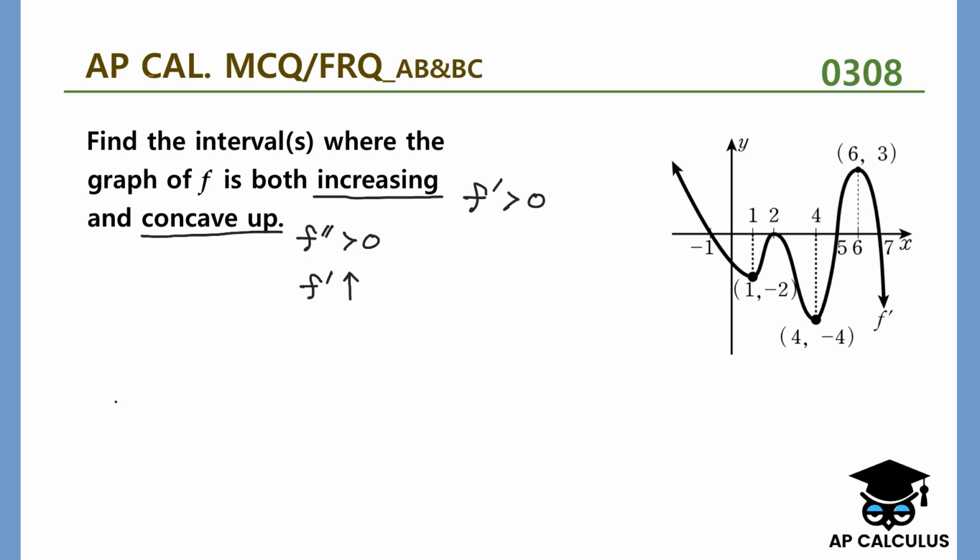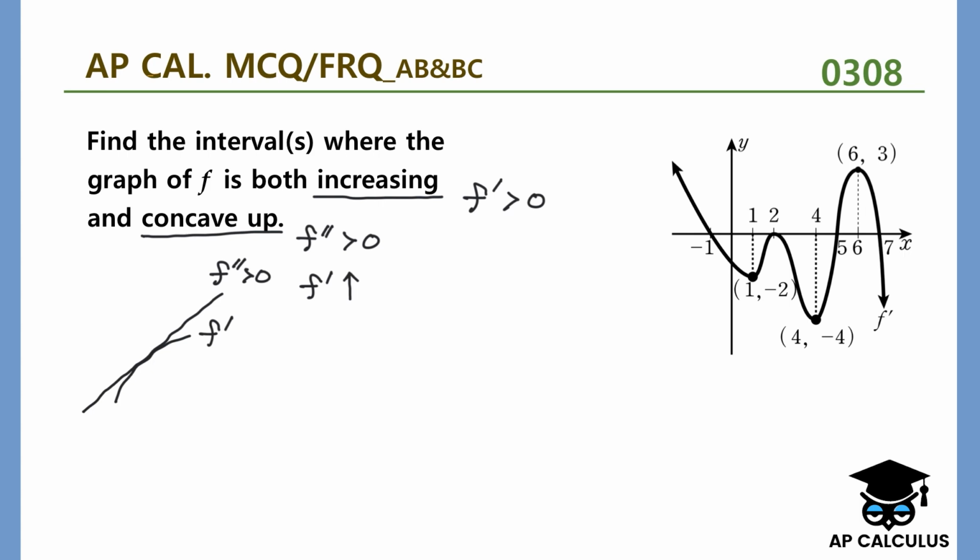Remember, here we have f prime, right? If f prime is increasing, then the slope of tangent line, which is equal to f double prime, is positive. So far so good? Okay, so f prime is given right here, and we're going to have to look for the intervals where f prime is positive and f prime is increasing, right? When f prime is increasing, f double prime is positive.